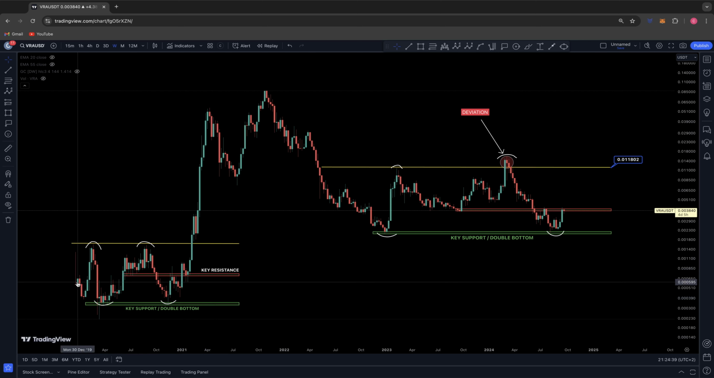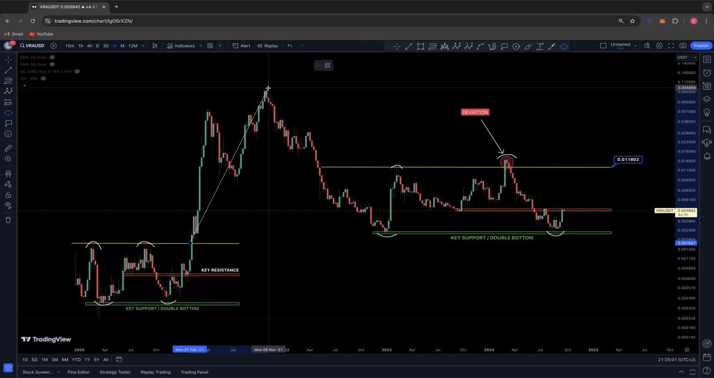You can see from back here in December 2019 all the way towards January, February of 2021, we had this range where we had a double bottom and a sort of double top. So we had two highs and two lows, a key level of resistance before breaking out and essentially taking off in this massive mania phase last cycle.